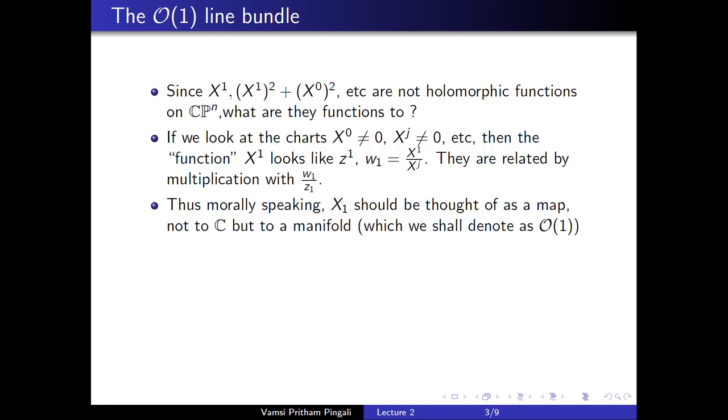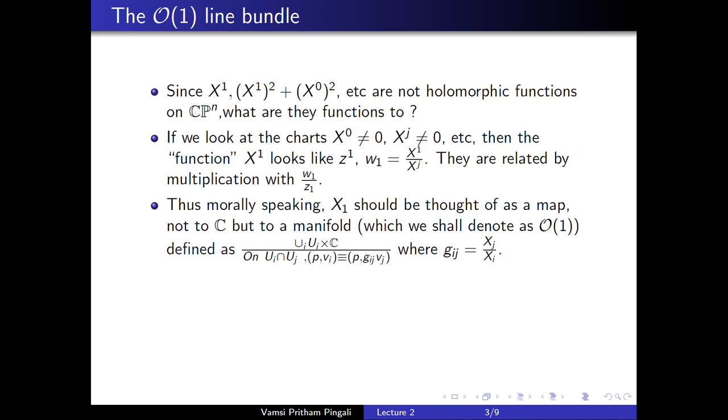This manifold we'll denote as O1. Why the 1? Where did that come from? I'll come to it in a moment. This manifold can be abstractly defined in such a way that this thing is forced to become a function to this manifold. Okay, so how does one define it?